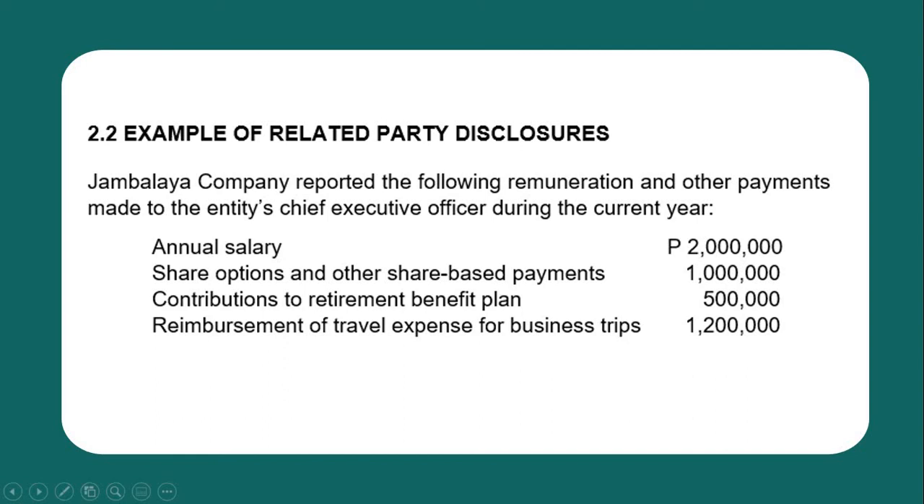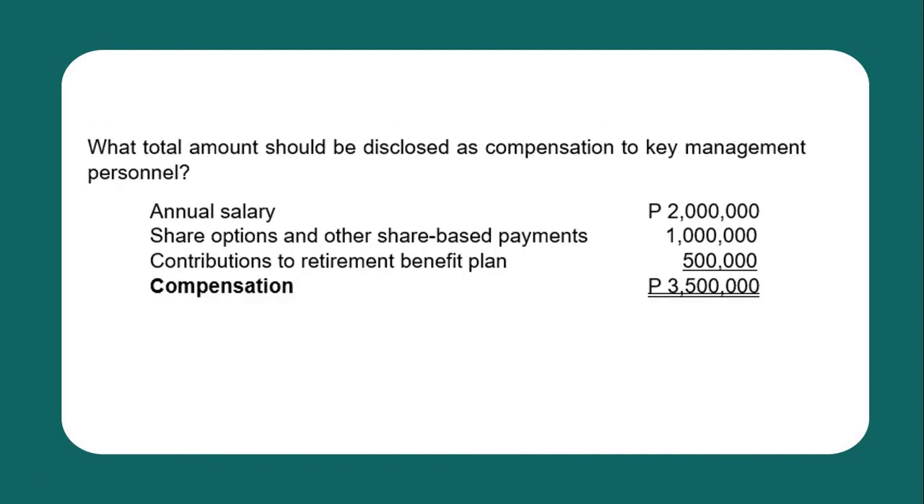So this 1.2 million will not be disclosed because this is an expense of the entity or the business itself. So the amount to be disclosed as compensation to key management personnel is 3.5 million. That includes 2 million, 1 million, and the 500,000. So 3.5 million will be the amount to be disclosed as compensation to key management personnel.